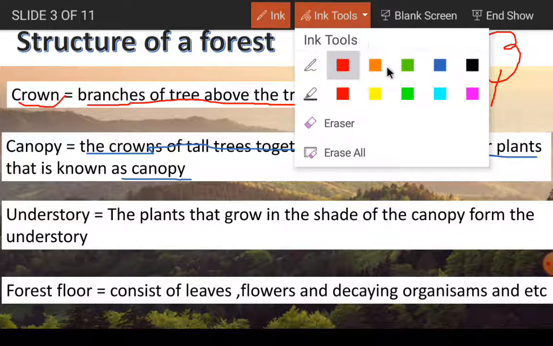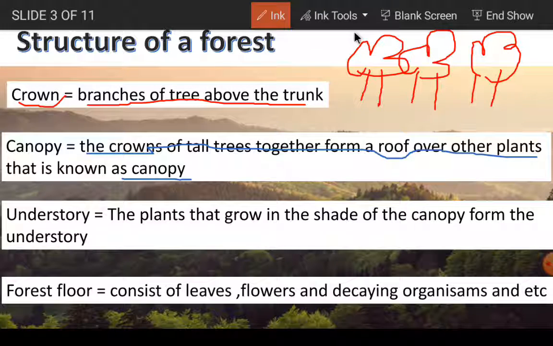So what I'm trying to tell you is, canopy is crowns of tall trees that together form a roof over other plants. ये जो है ना, ये blue line which I have highlighted with blue line, this is canopy. मतलब ये एक साथ एक roof like structure बना लेते हैं. Understory, the plants that grow under that shed of canopy, जो कैनोपी के शेड में जो ग्रो होते हैं, that is known as understory. Forest floor, it consists of many dry leaves, flowers, and new plants, seeds, organisms, and many more.